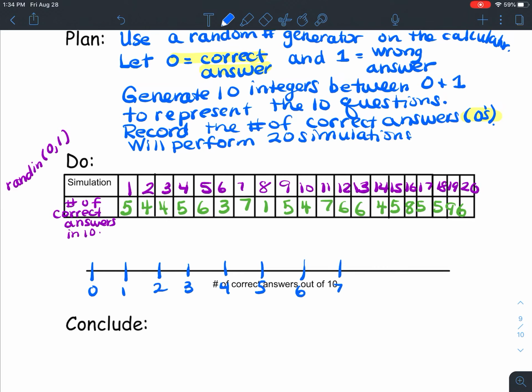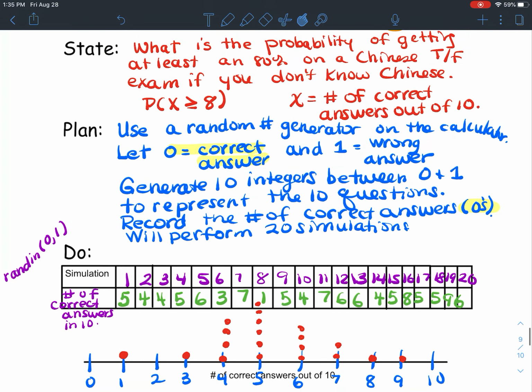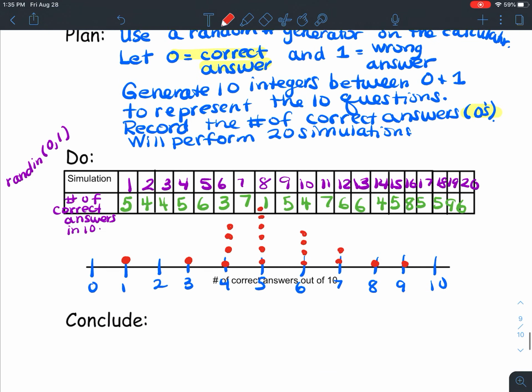Remember, my x-axis is the number of correct answers out of 10. There was one time where only one answer was correct, one time where 3 answers were correct. Keep in mind, this is simulating guessing. There's a 50-50 chance of either getting a 0 or a 1. And if you're guessing, you essentially have a 50-50 chance of getting it correct, true or false. Now, what are we interested in? Let's look back at what our state step said. We're only interested in the likelihood that you would be able to get 8 or more of the questions correct. So we want to focus on anything that landed at 8 or more.